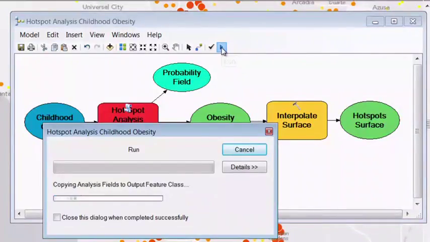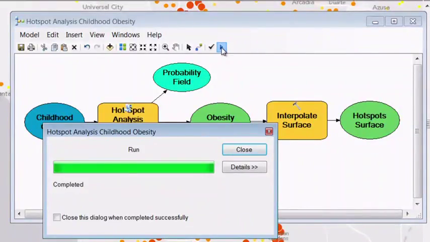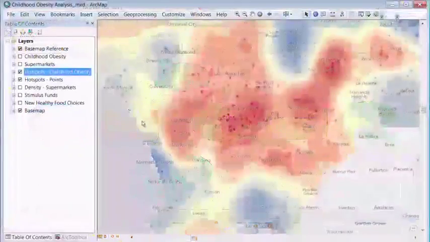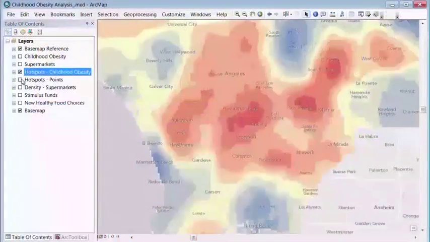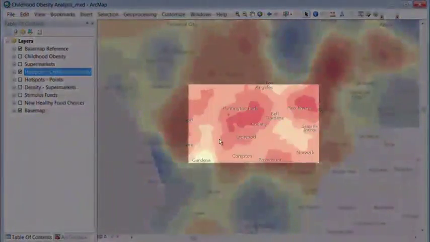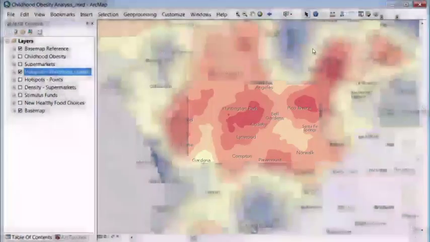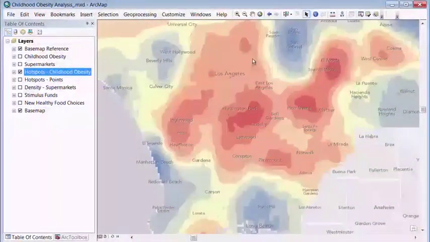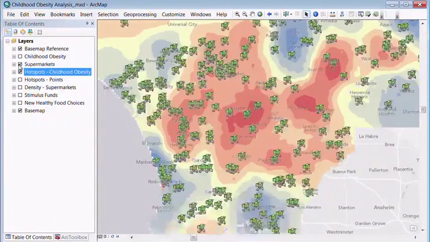This analysis will help us understand where the problem is and how we can focus our resources on those areas that need it most. We can see that there's definitely a spatial pattern to this problem. There's a cluster in the middle of our map in the south central Los Angeles area. However, in the northeast and the northwest areas like San Gabriel and Beverly Hills, childhood obesity is not as severe of a problem. What could account for these differences?